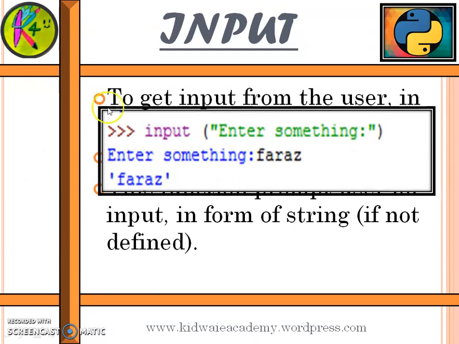So you see in this example, I need an input with the line "enter something". This is the syntax: input, bracket, two double quotation marks and your message in between that would be displayed while taking an input, and then you close the bracket. So you see here I had a command in the second line. When I type Faraz over here, I got a result as Faraz. So this was my input and this was my output.